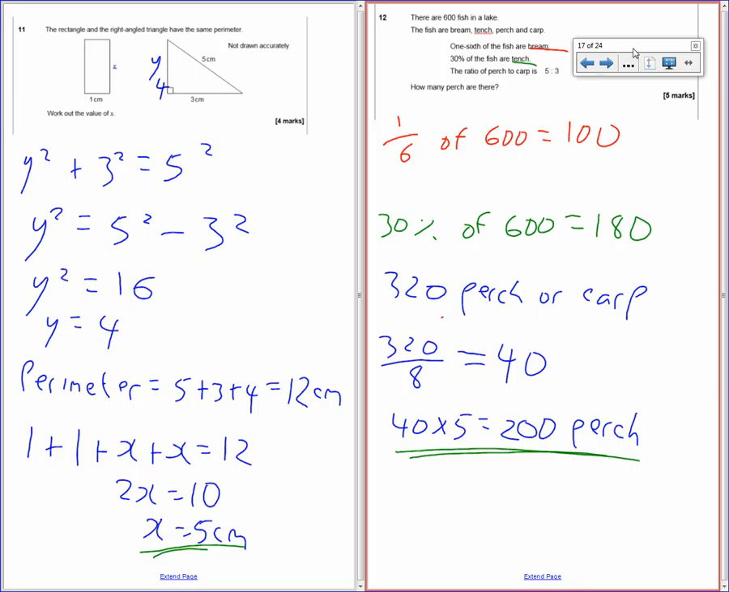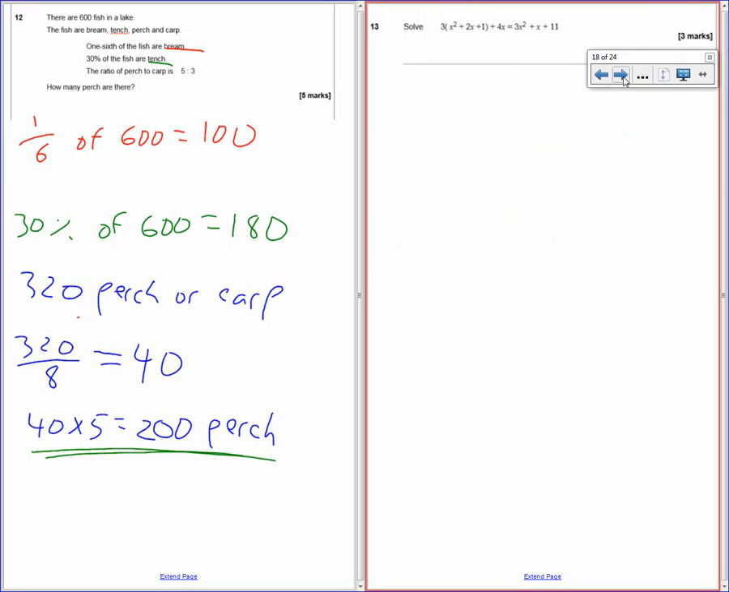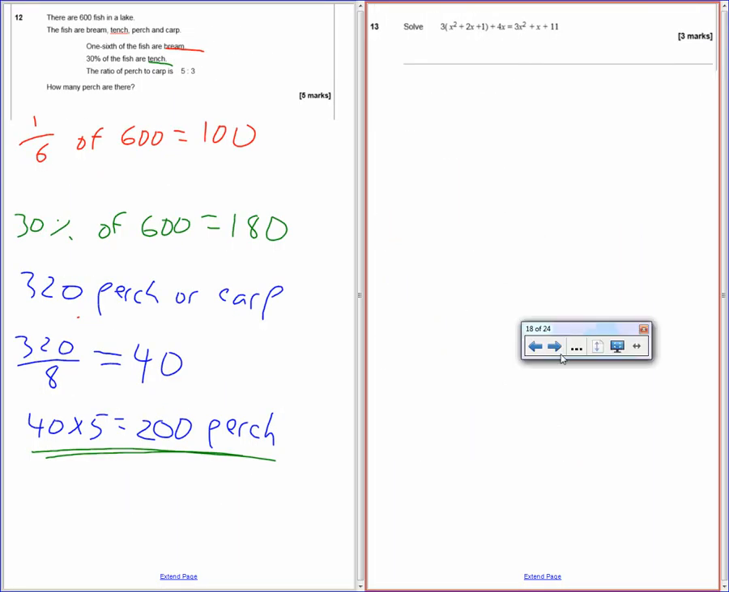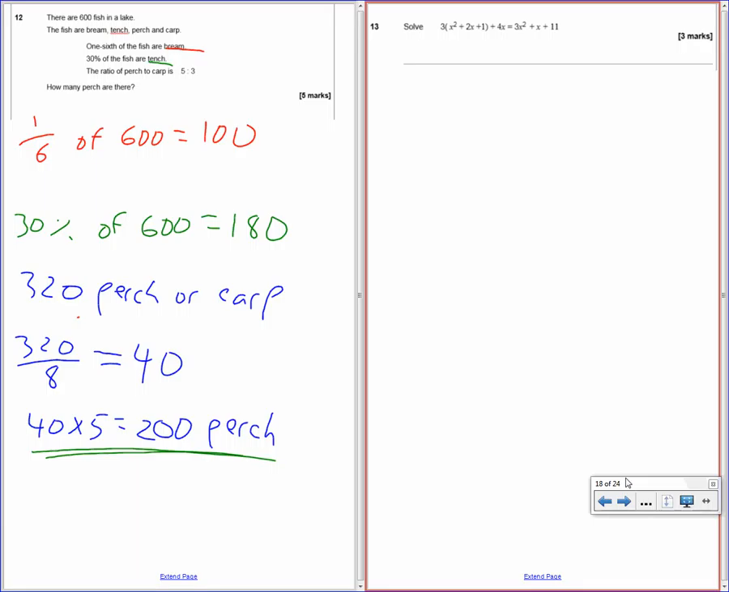It's an important question to make your working out clear, because there's lots of method marks here, even if you didn't get the 200 hertz. Similarly, on this question, even if you don't get the answer, there's marks for expanding brackets correctly, for example.